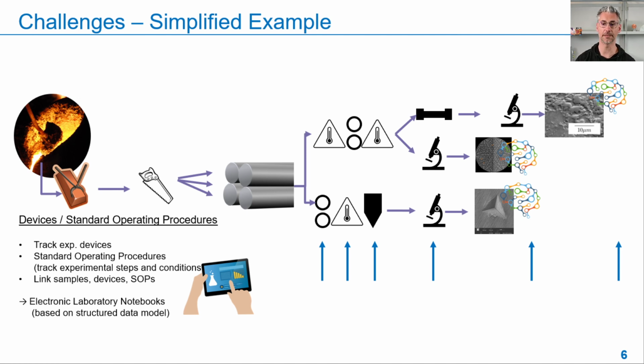And then we do our many experiments. We have a lot of devices that we use for these, and we also have a lot of procedures that we need to follow to conduct the experiments. So here we need to be able to track both the experimental devices and scientific instruments that we use, but we also need to be able to track what procedures we have followed to conduct these experiments. And then finally, we need to be able to link this together. So which experimental sample has been used in which experiment, what procedures have been followed to conduct this experiment, and which machines or instruments have been used. And all of this needs to be entered into an electronic laboratory notebook.